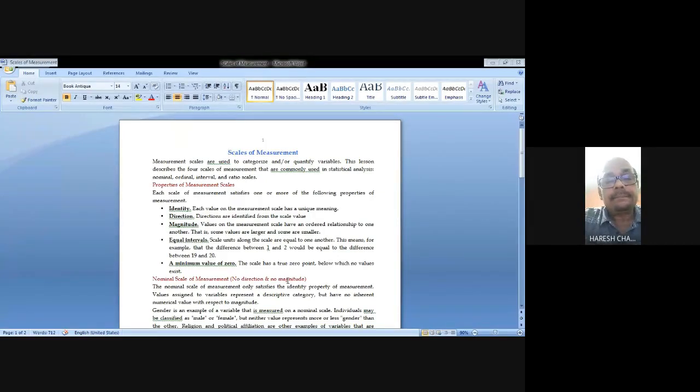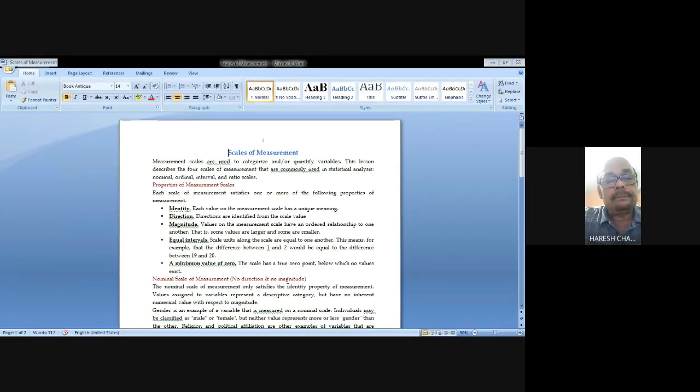and another important thing is it has an absolute zero. If all these four conditions are fulfilled, then it is a ratio scale. Now the question is, what is absolute zero?